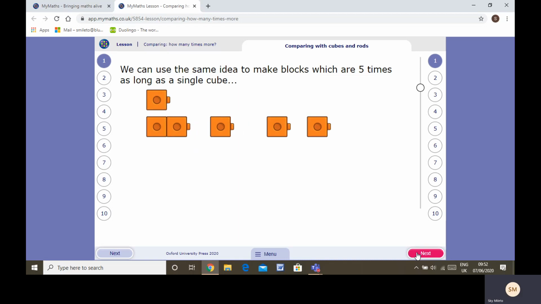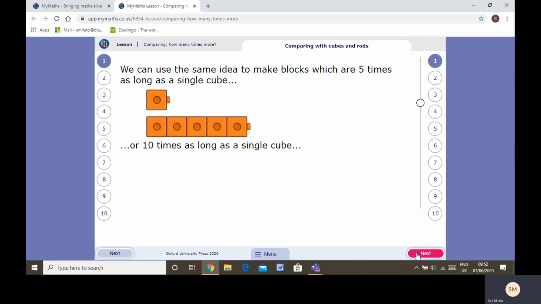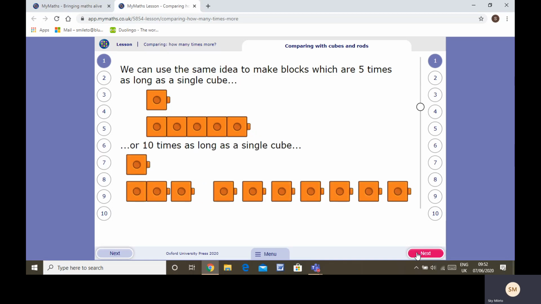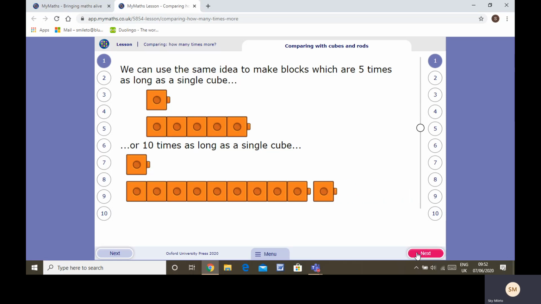It means we're scaling the cubes up in numbers. So we could have a cube block that's 5 times longer than a single cube, so that would mean there were 5 cubes, or 10 times longer than a single cube, which would mean we would have 10 cubes joined together. You can see every time we say a bigger number, the line of cubes gets longer.